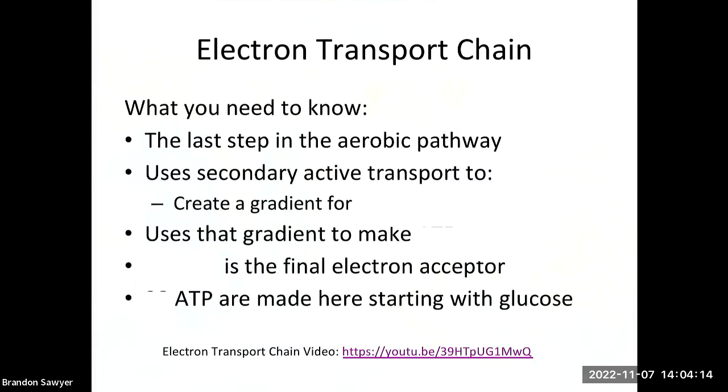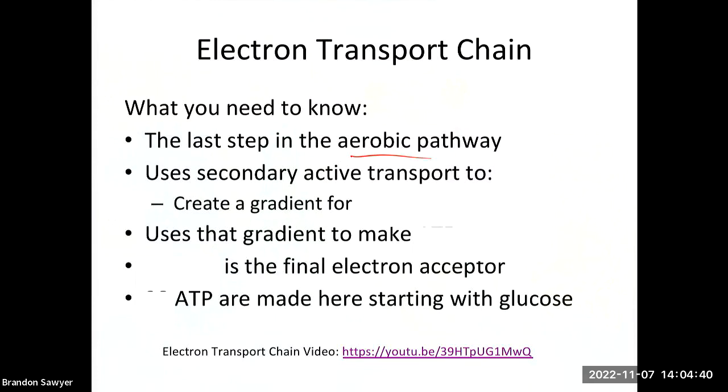Okay, so let's talk about that next step, the electron transport chain. This is the very last step in the aerobic pathway. It uses a type of transport called secondary active transport, right? Again, if it's active transport, what does that mean as far as which way we're moving something in regards to its gradient? Absolutely. So it uses secondary active transport.